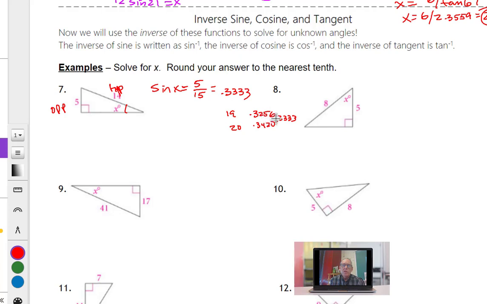It's actually like 77 away from 0.3256, and it's actually 87 away from the 0.3420, so we might guess around 19 for the value of angle x. Let's look at number 8.